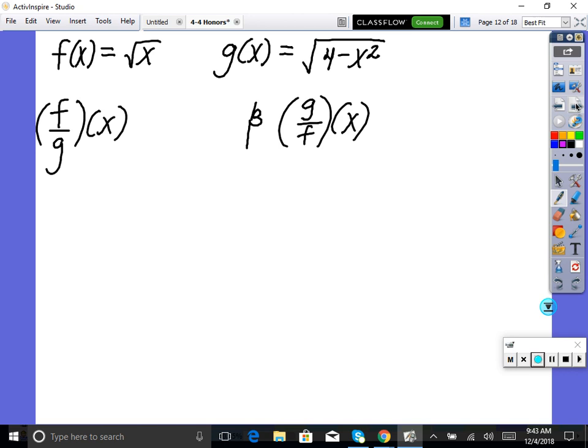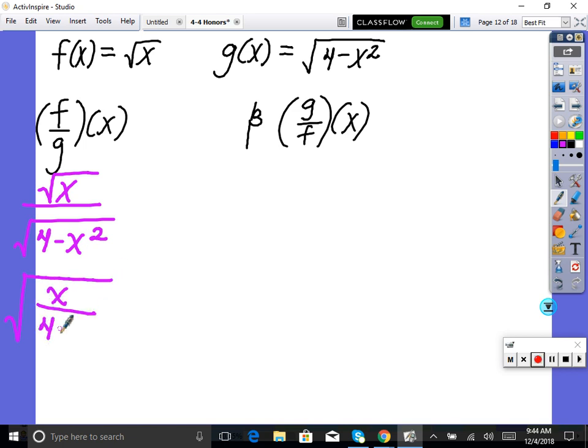Okay, so if I said to you find f divided by g of x, we know how to do that. Wouldn't that be root x divided by the square root of 4 minus x squared? Yes. So technically we have this, all under the same root, x over 4 minus x squared. That is the answer, which we need to come back and rationalize in a minute. But I'm just going to talk domain for a second. I'm going to leave it right here and talk domain.